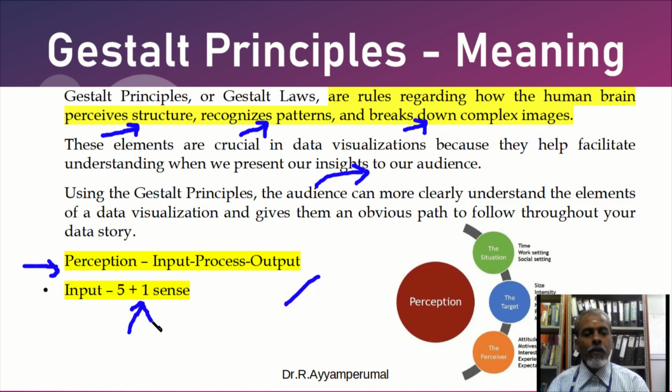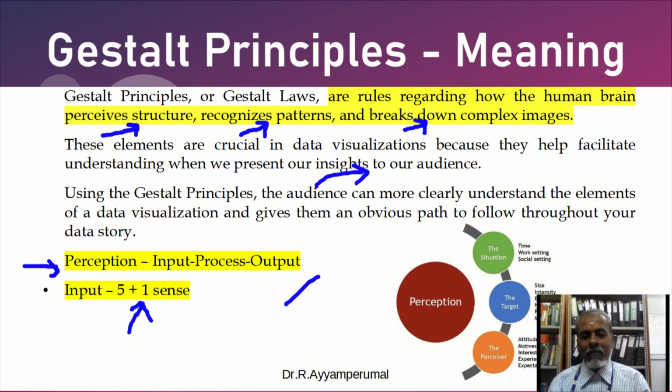The five senses are: 1, eye, 2, nose, 3, ear, 4, the skin, 5, the tongue, that senses, and the sixth is the common sense, where you require the working of all the senses in a better way.